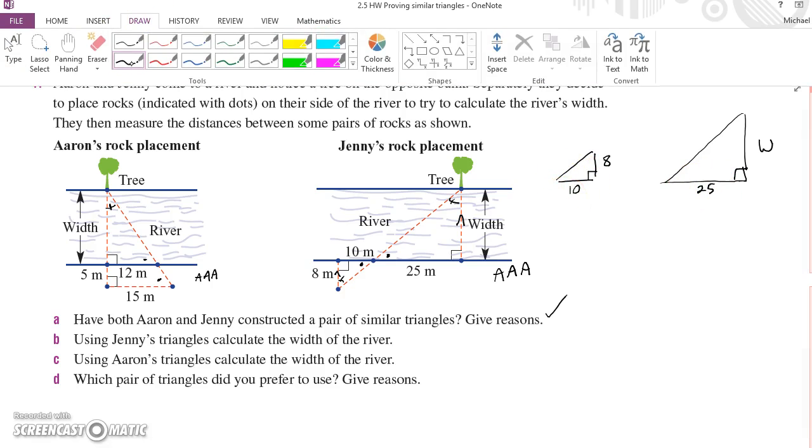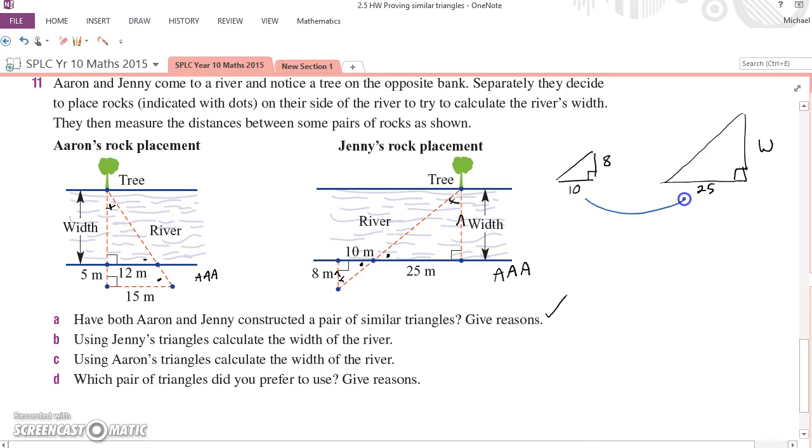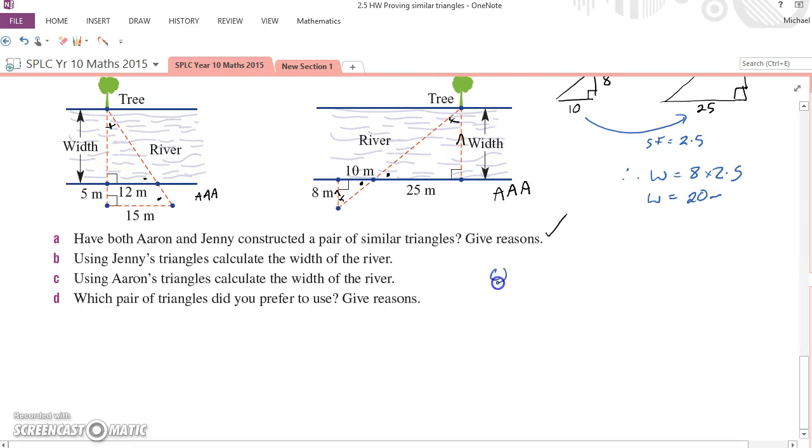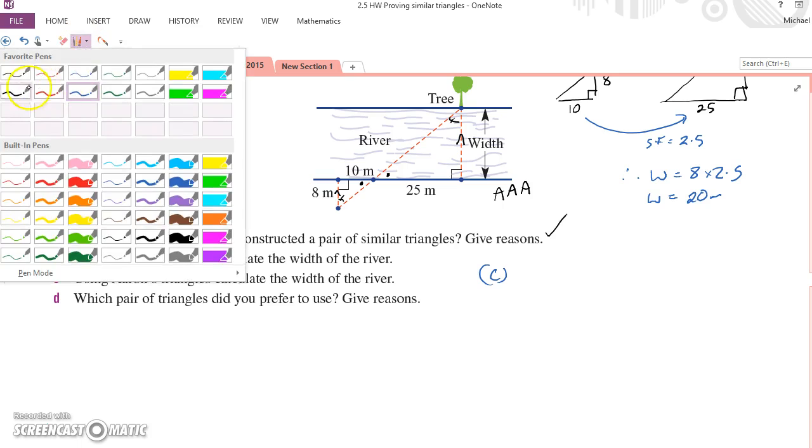But for this one, I'm just going to look at that scale factor. It's 2.5. So W is going to equal 8 by 2.5. W equals 20. And this is in meters. So that's not too bad. What about if I use Aaron's triangles? Let's have a look at what his triangles are.